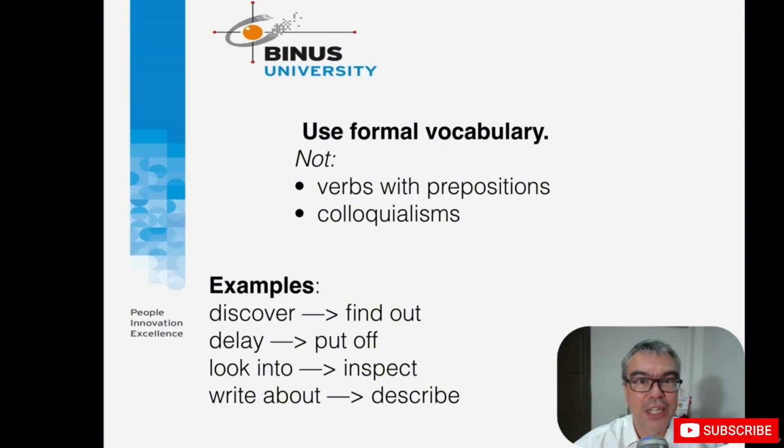And then we have write about versus describe. And of course here, describe is the better choice. These are examples of verbs with prepositions, and you want to avoid the verbs with prepositions.